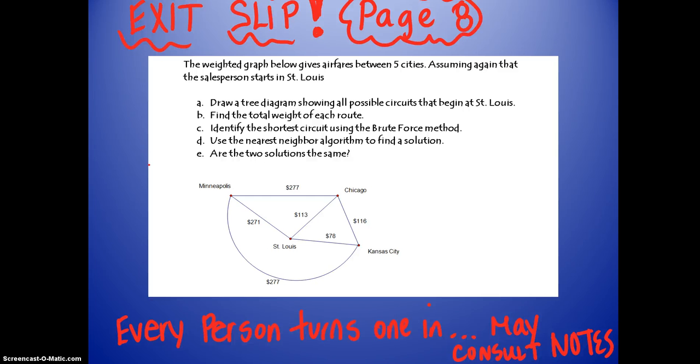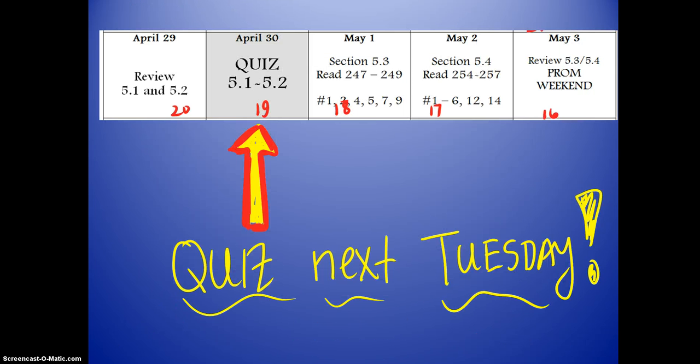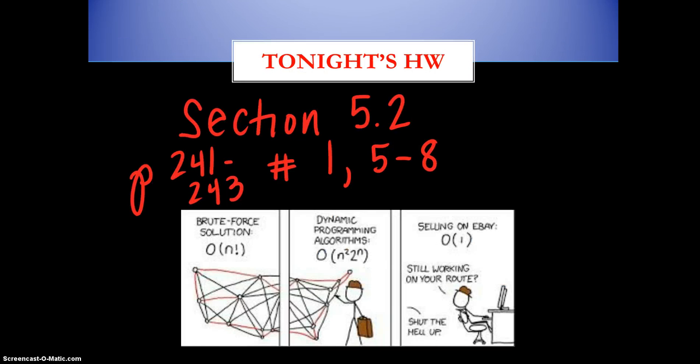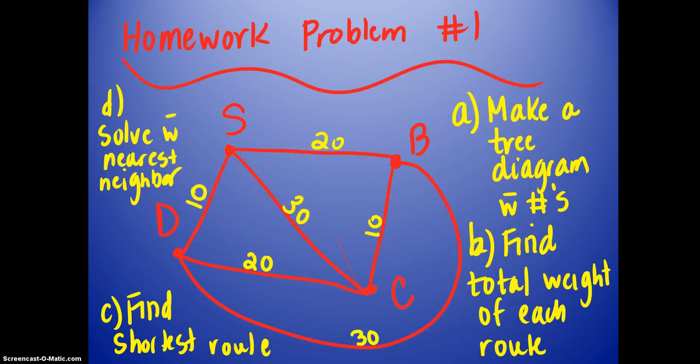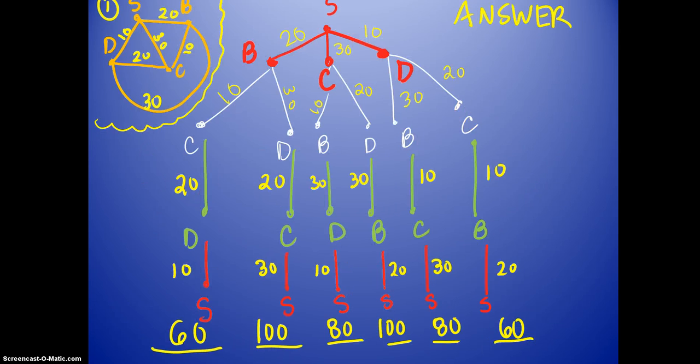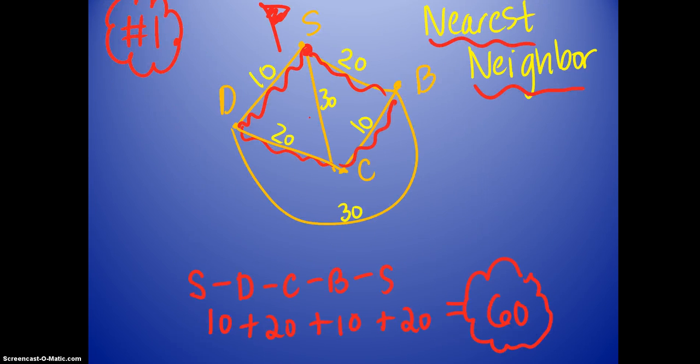So we're doing an exit slip in class. You could try that out and see how you did. Our quiz is Tuesday. Here's tonight's homework. And homework problem number 1. This is the diagram. Make a tree diagram and do the nearest neighbor. Check your tree diagram. Did you get this? And using the nearest neighbor, did you get this?